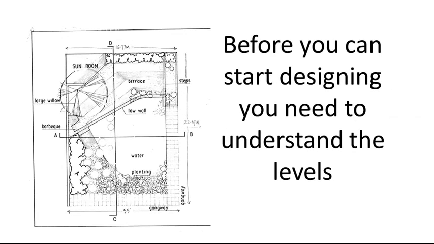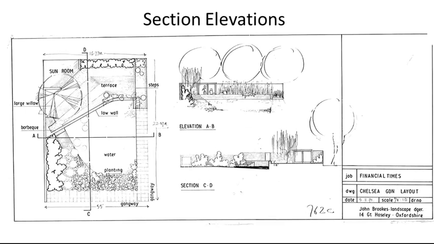In this Chelsea Flower Show garden, designed by John Brooks for the Financial Times in 1971, the ground slopes from front to back, from the bottom right-hand corner to the top left-hand corner. A trained designer will spot the fact that there are two distinct levels, divided by a retaining wall with two flights of steps, one to the left-hand side, and one to the right. Two section elevation cuts have been taken with this plan to help illustrate the change of levels. Line AB and line CD.